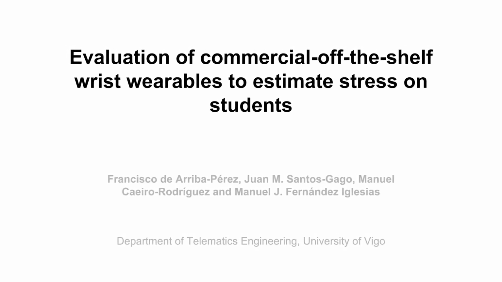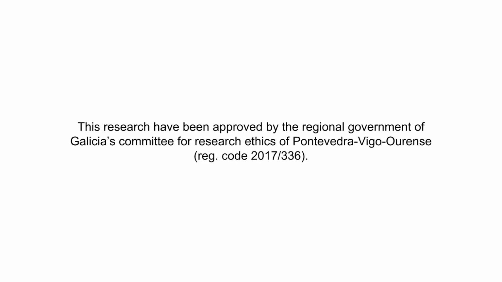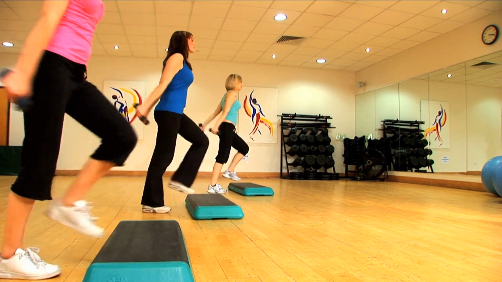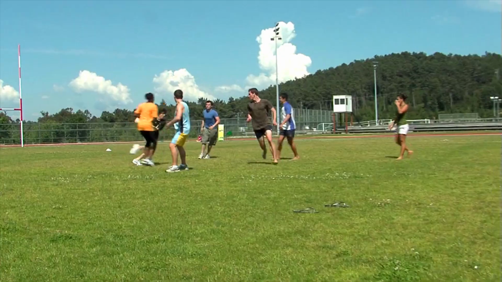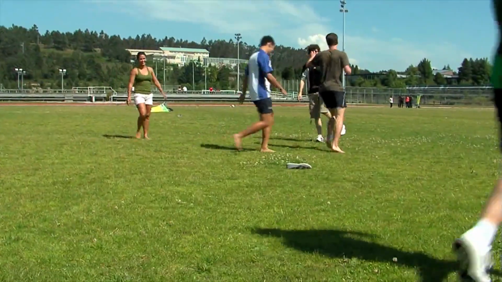Wearable devices have become very popular. Among them, the most used are wrist wearables such as smartbands or smartwatches. These devices are frequently used by sports people as activity trackers for monitoring and tracking fitness-related metrics.